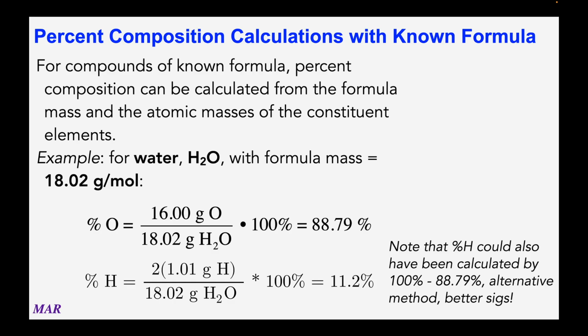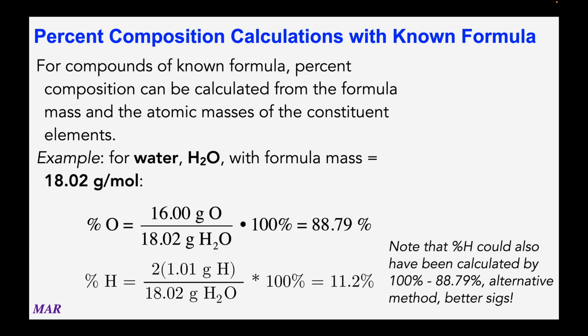If you look up the actual value in the periodic table, it probably has more sig figs, but to the hundredths place, that's 16.00 grams of oxygen in a mole. And we'll divide that by 18.02 grams of water in a mole. If you cut out the moles, it's just 16 grams of oxygen in 18.02 grams of water. Multiply it by 100%. 88.79% oxygen. Cool.